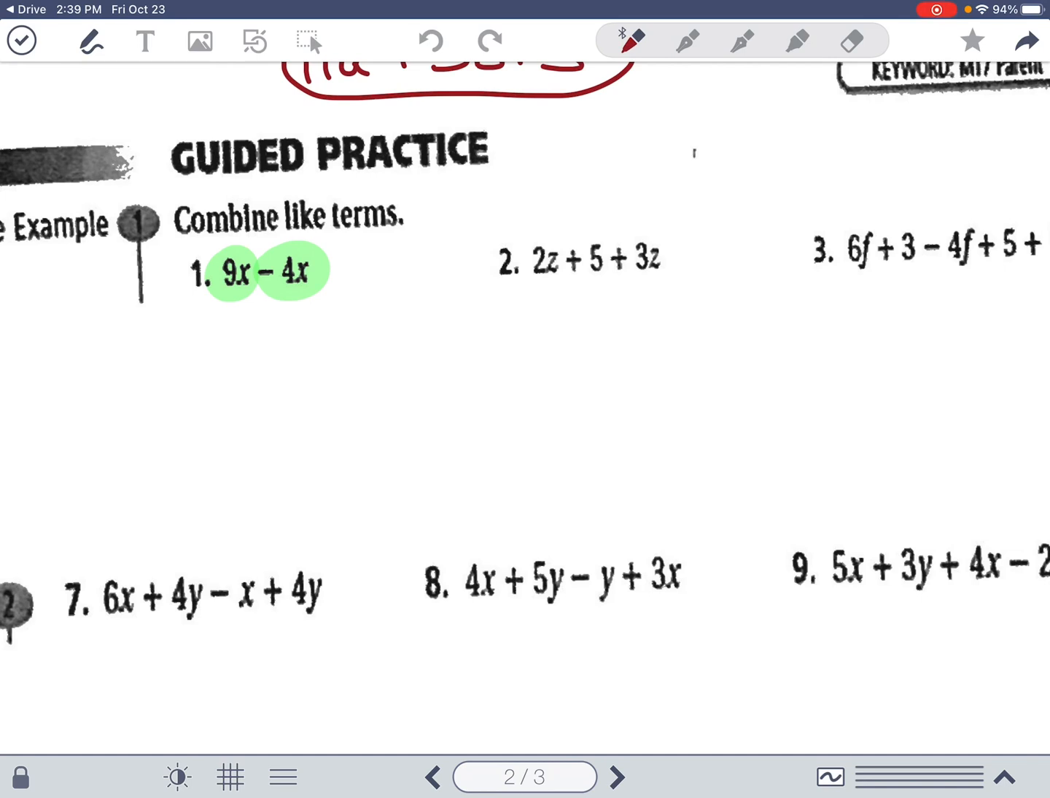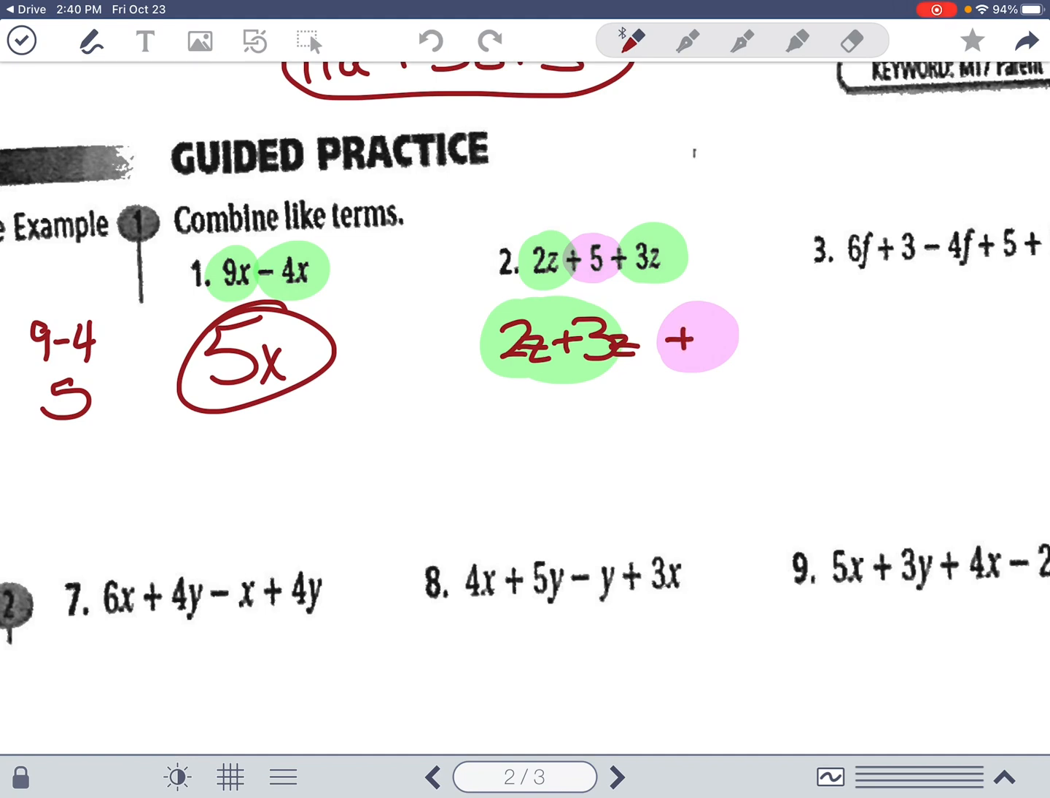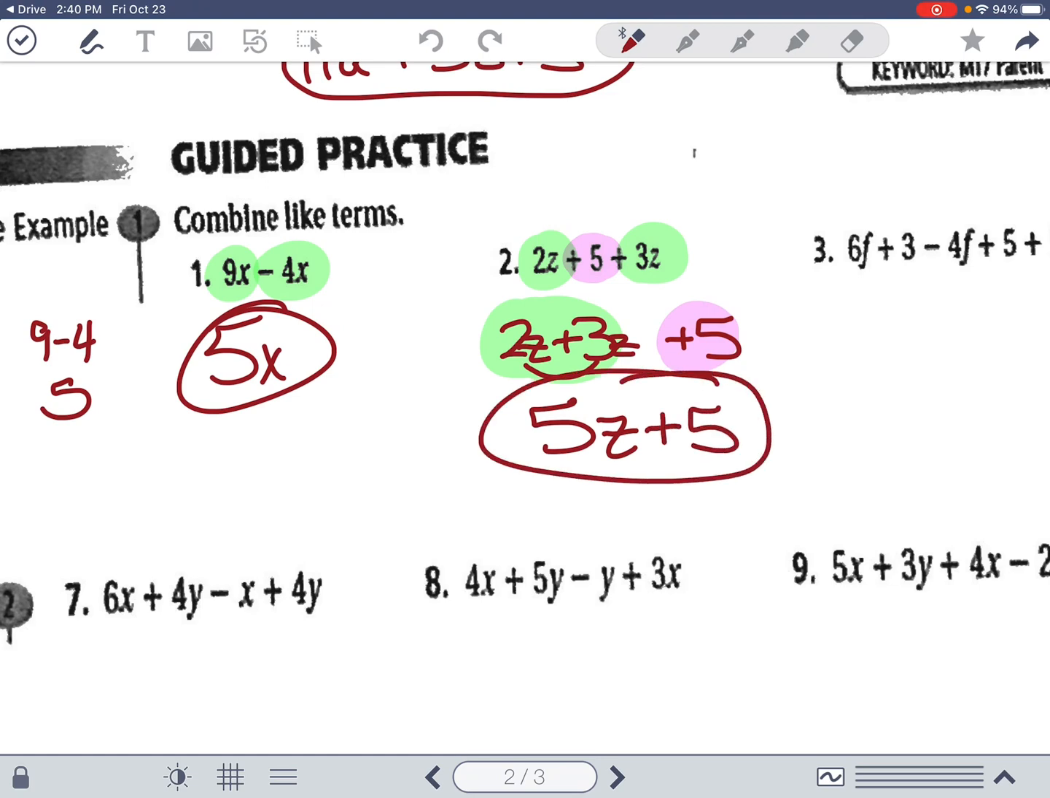Well, they're alike. They have the same variable with the same exponent. Side work here, 9 take away 4 is 5. So I have 5 x's. Next one, 2z, we start on the left-hand side, is green. Plus 5 has no z attached, but plus 3z. And then my next term, plus 5, is going to get its own color. There's no other integers to combine with that. So I have 2z plus 3z, and then a positive 5. And 2z and 3z make 5z plus 5. There's your final answer. Okay?